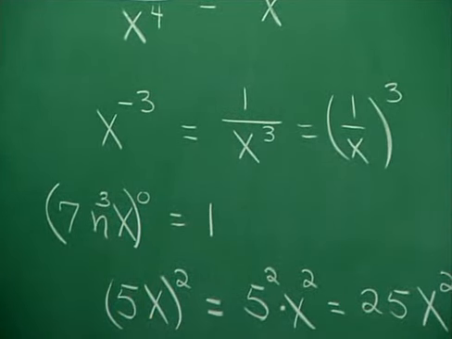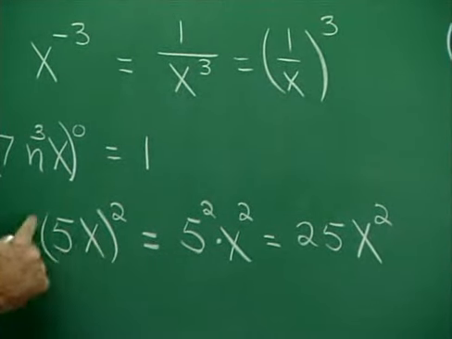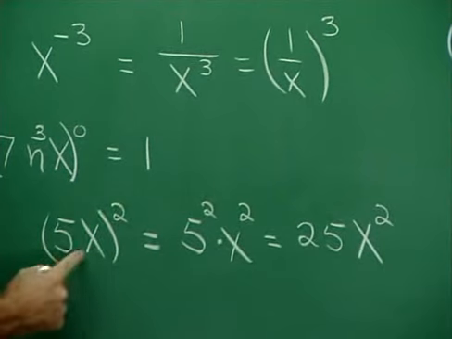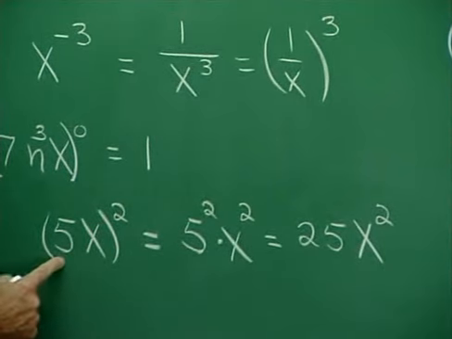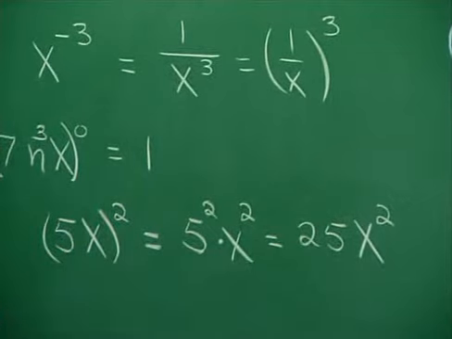and if all of it is raised to the 0 power, it's still just 1. When we have an outside exponent and in parenthesis we have more than one factor, then this exponent applies to each factor separately. This is 5 squared times x squared, or 25x squared. Same idea with fractions, which we'll see in a minute.